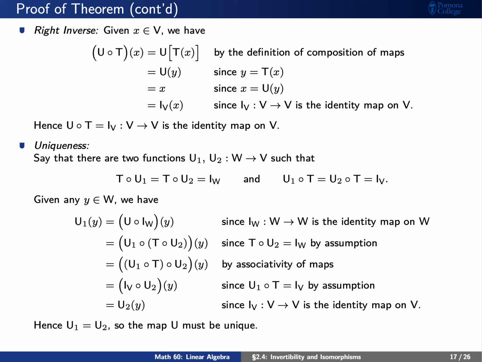Finally, we'll show that this map U is unique. To this effect, let's say that there are two functions u1 and u2 such that T circle u1 equals T circle u2 is the identity on W, and u1 circle T equals u2 circle T is the identity on V. The algebra here that you see on your screen explains why these two functions, u1 and u2, must be equal, showing therefore that our inverse u must be unique. Hence, statement 1 must be true.